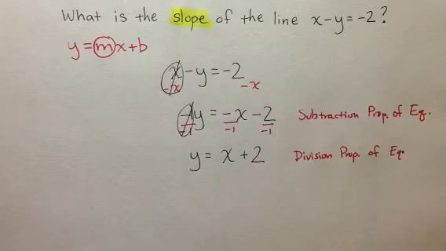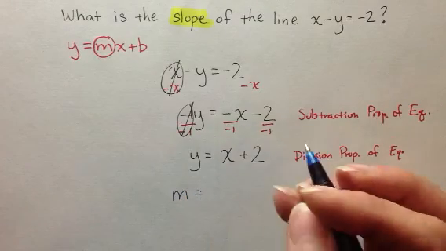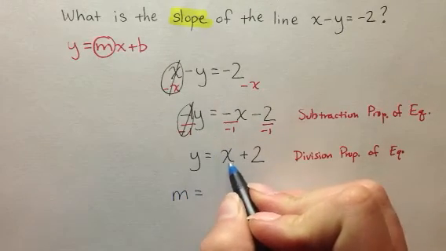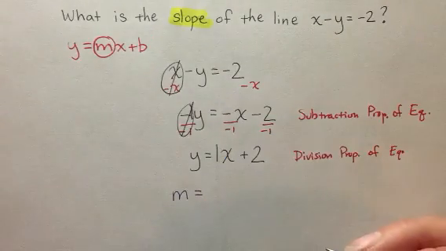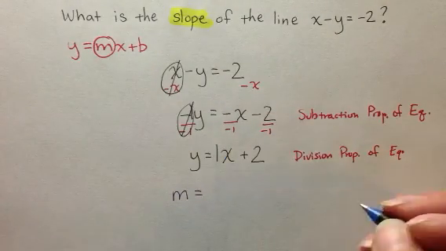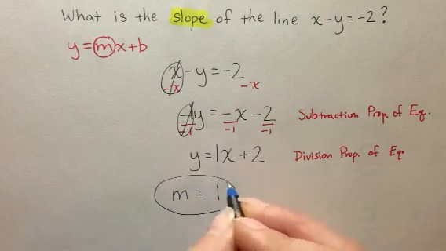So now my final step is to actually answer the question. The question was find the slope. So slope, or m, is equal to, it's the coefficient of x here, the number in front. If I don't see one, identity property says it's the number 1. 1 times x is x. So the slope of this line is 1.